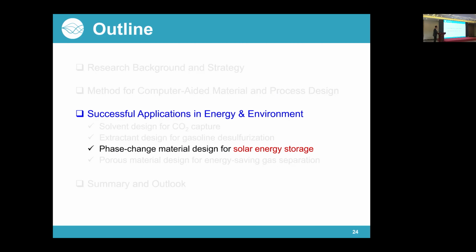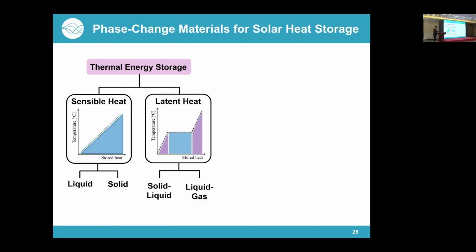The second example I would like to show is phase change material design for solar energy storage. How can we design a best PCM to store solar heat? The idea is we have a thermal energy storage here, we have a sensible heat, we have a latent heat.